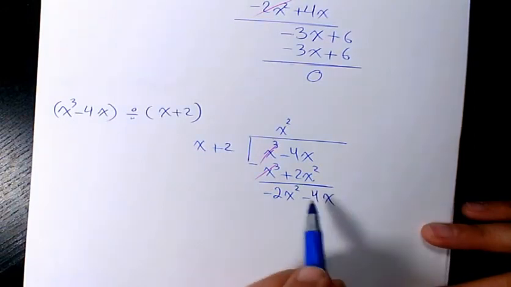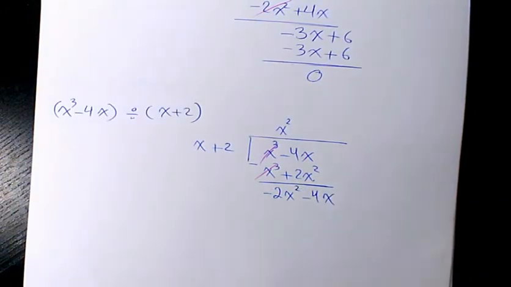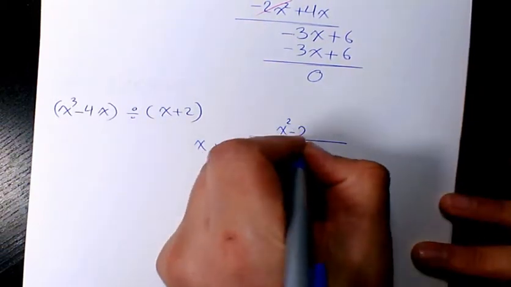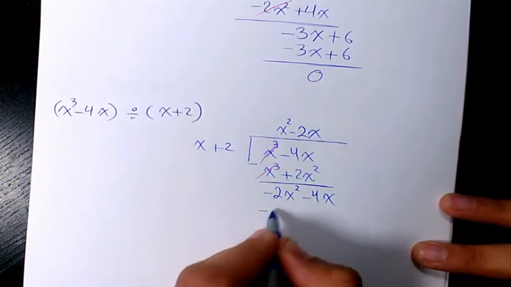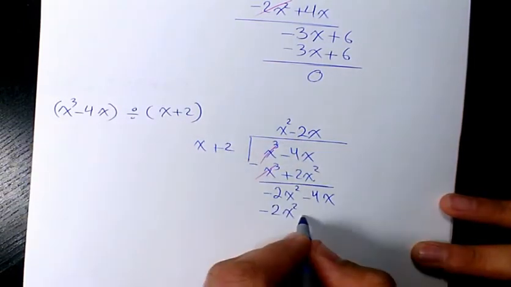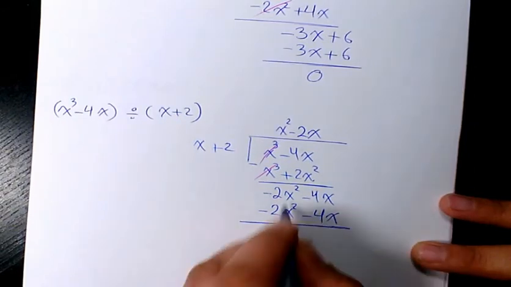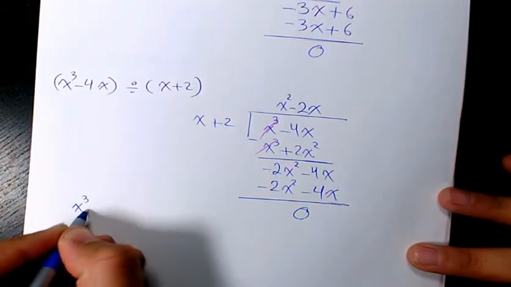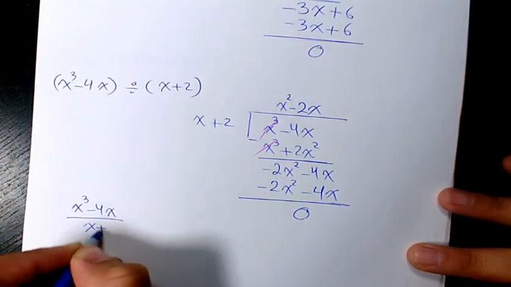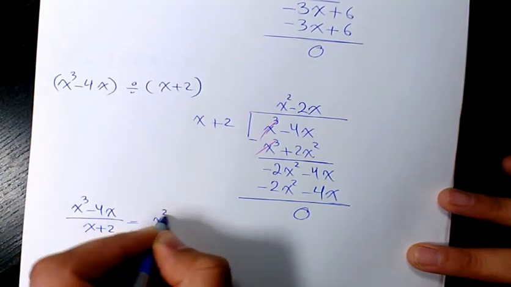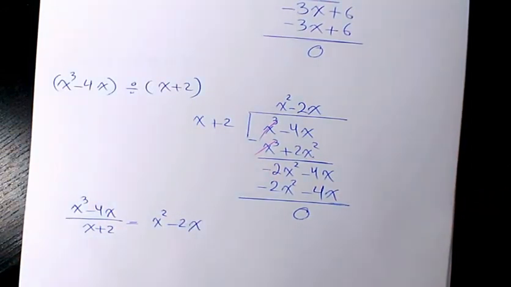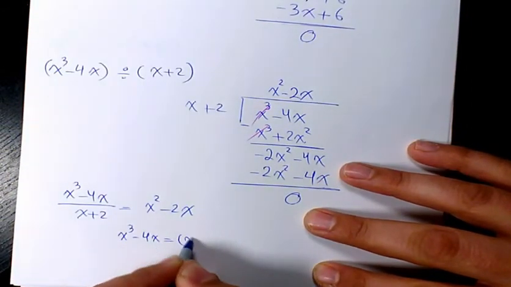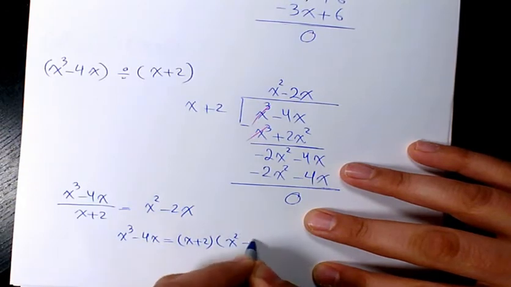I prefer to have the largest exponent in front. Now, negative 2x squared divided by x will be negative 2x. Negative 2x times x, negative 2x squared. Negative 2x times 2, negative 4x. When you subtract it, that's going to be 0. So we can say x cubed minus 4x divided by x plus 2 will be x squared minus 2x. Or you can say x cubed minus 4x equals x plus 2 times x squared minus 2x.